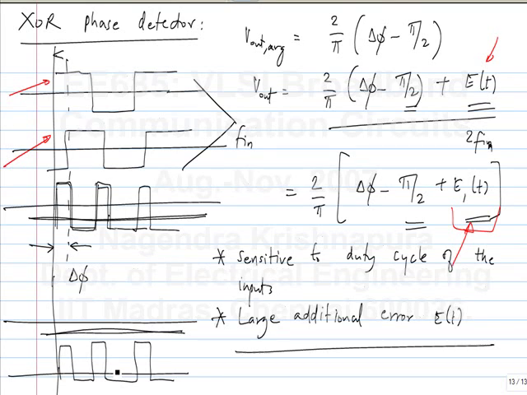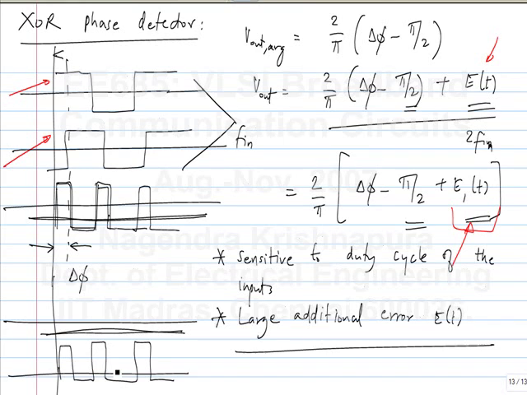And finally, what is the output of an XOR phase detector if the two input frequencies are different? Let's assume 50% duty cycle for both inputs, but the frequencies can be different. What is the average output voltage? Is the question clear? The XOR inputs have 50% duty cycles, but they are of different frequency. What will be the output? How would you go about calculating this?